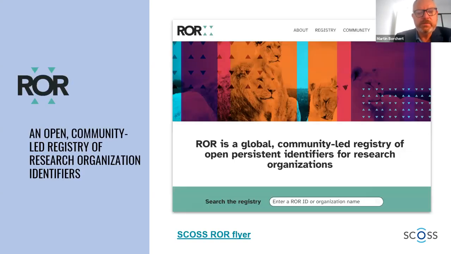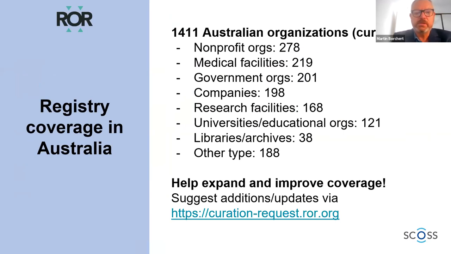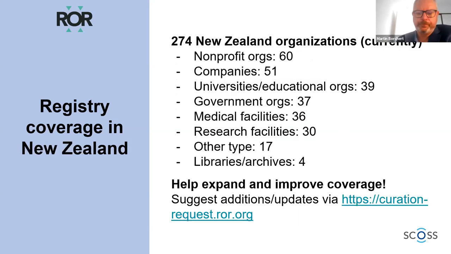RAiD, so it's a registry of open and persistent identifiers for research organisations. They have a flyer as well. They're wanting to shore up their infrastructure and to increase engagement around the world. Here's some evidence of usage. There are over 1,400 Australian organisations already using it, which they've provided lists of, and you can see the types there, including libraries. And then for New Zealand, there are over 270 organisations using it, including libraries as well.